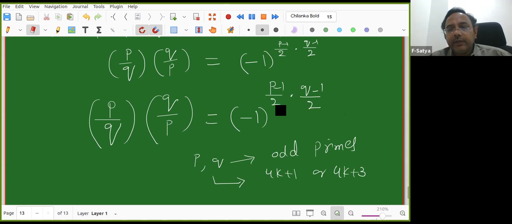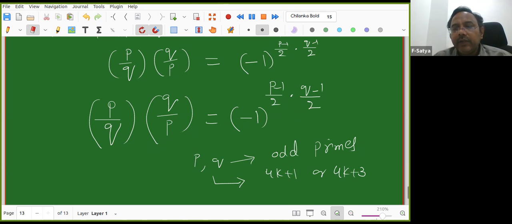Are you able to see that? See, P is of the form 4k plus 3, so (4k plus 3 minus 1)/2 is 2k plus 1, right? So only if both are of the form 4k plus 3, it is -1. In all other cases, where one of them is 4k plus 1, the exponent is even. So it becomes 1.